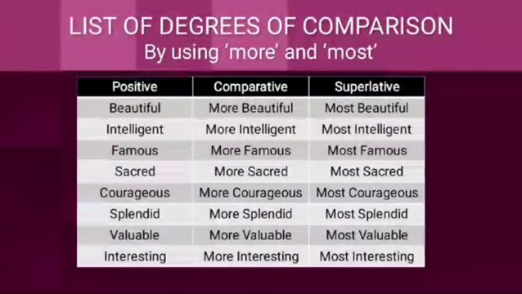Some adjectives and adverbs form comparisons by using more for the comparative degree and most for the superlative degree. These are often adjectives with two or more syllables. For example, beautiful becomes more beautiful and most beautiful. One more example, important, which changes to more important and most important.